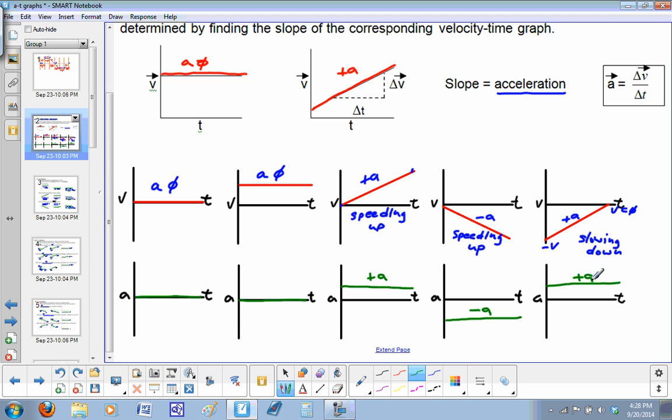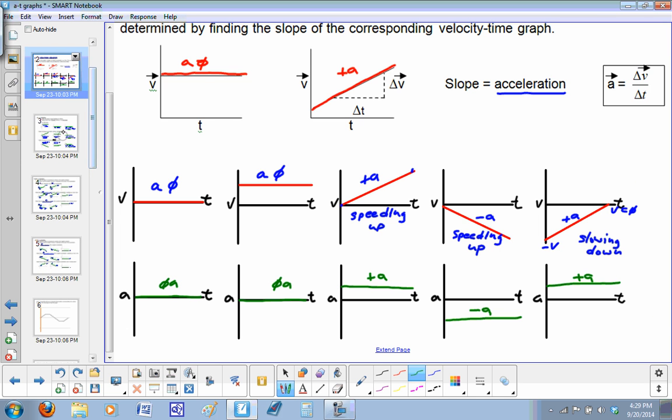And that's all there is really to these graphs. So acceleration graphs are always horizontal, they're flat. They can be zero, so zero acceleration. They could be positive or they could be negative, depending on the situation. So now that we've done this, let's take a look at all three graphs for different types of motion.